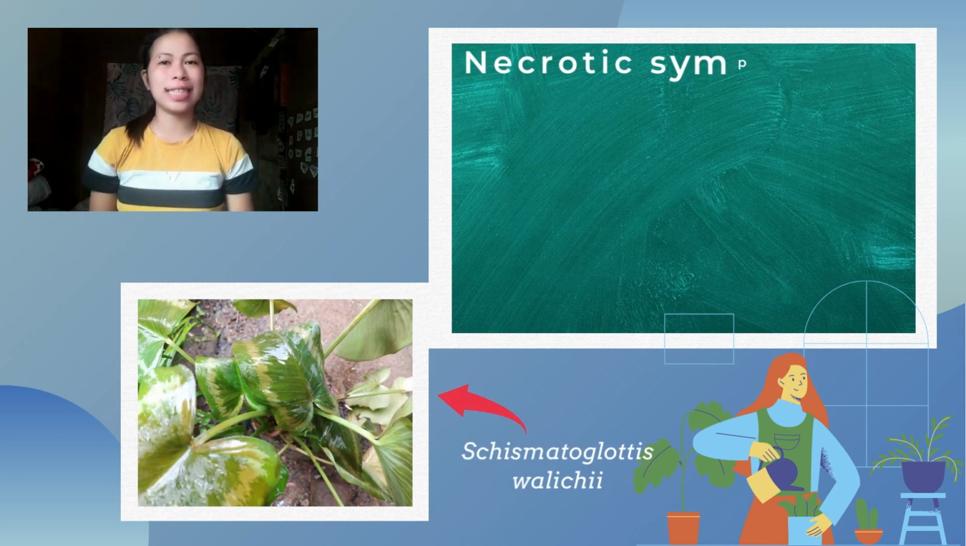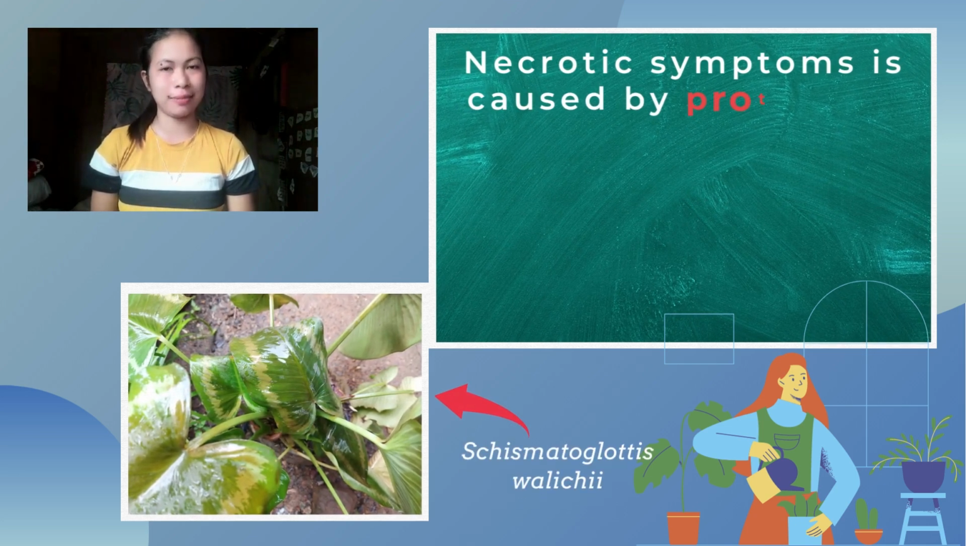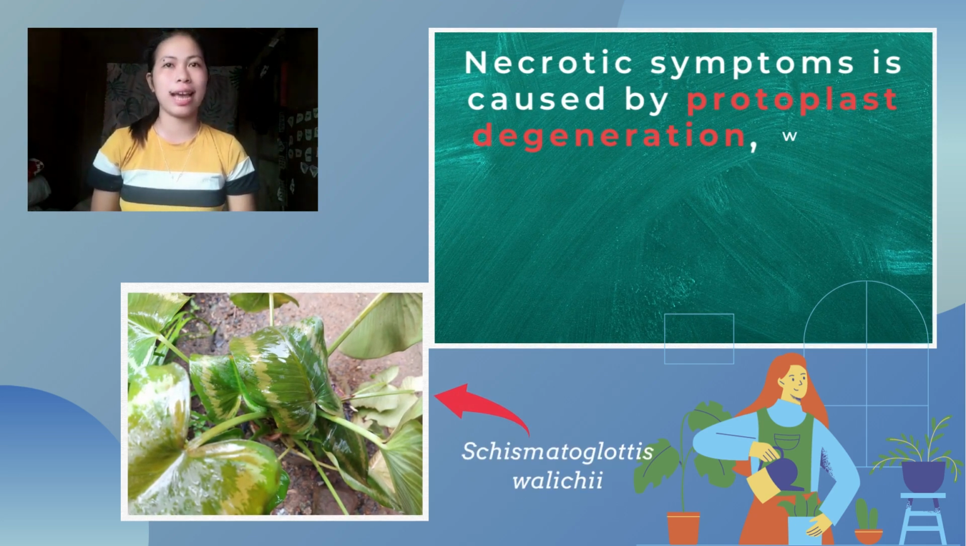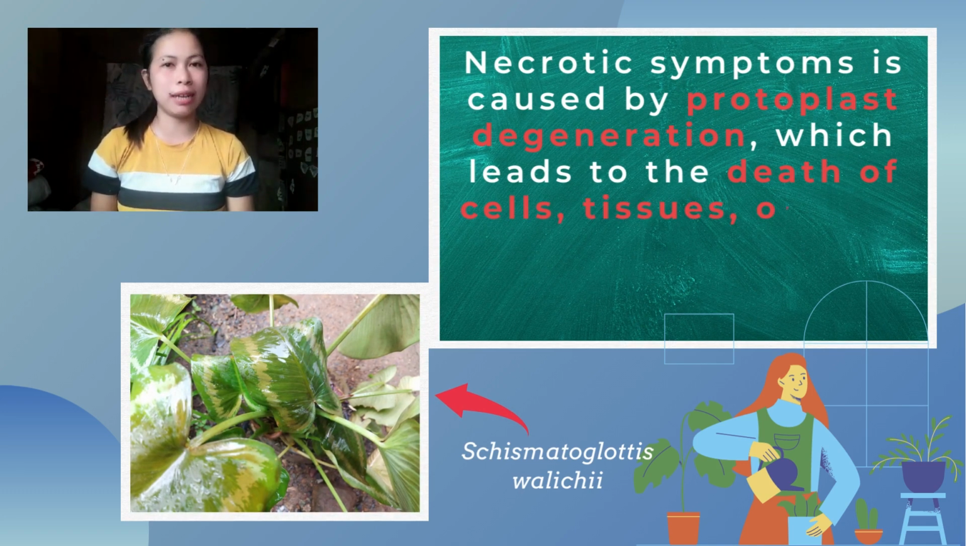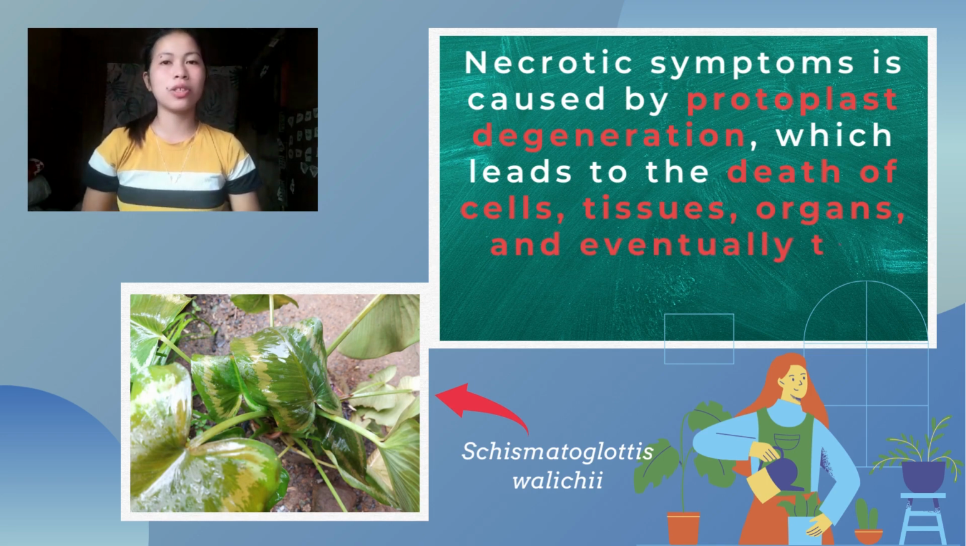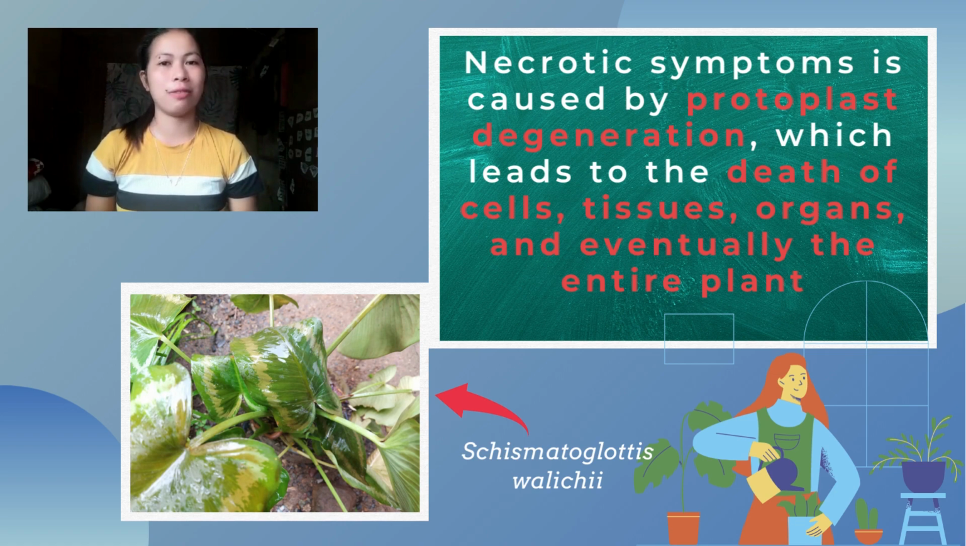One of the necrotic symptoms is wilting. The whole of necrotic signs changes from yellow to brown, reddening, or graying. It's caused by protoplast degeneration, which leads to the death of cells, tissues, organs, and eventually the entire plant.